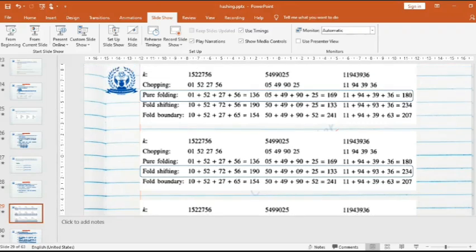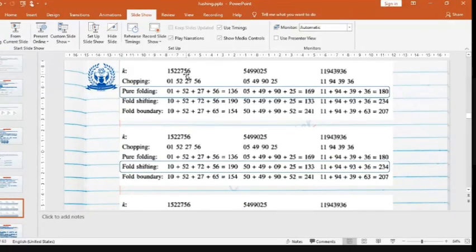Okay, first key. The key is 1522756. Actually, key means a given number only. So we need to chop it. What do you mean by chopping? Chopping means splitting. We are going to split this number, 1522756, into some pairs. So 56 is one pair, 27 is another pair, 52 is another pair. Lastly, you will get 1, so we are going to add a 0.